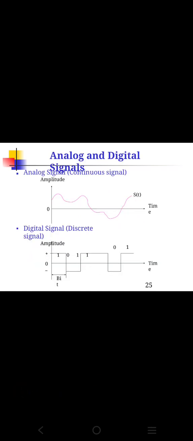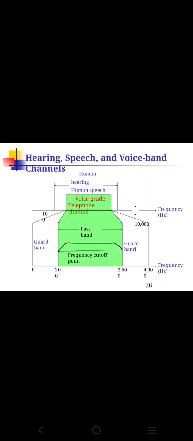So this shows analog and digital signals, and how they are sent from the transmitter side to the receiver. The analog signal is a continuous signal, and the digital signal is a discrete signal. This is the hearing, speech and voice band channels: how the human hearing range and human speech range are given according to frequency, and how the channel is separated, how the guard band is given using the frequency cutoff point for the transmission of human hearing and human speech voice, in a telephone here.